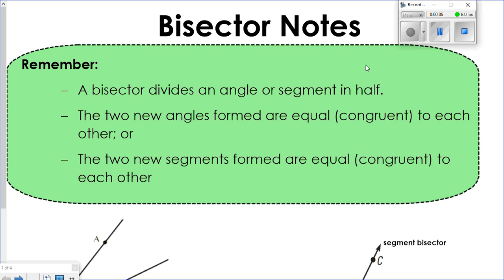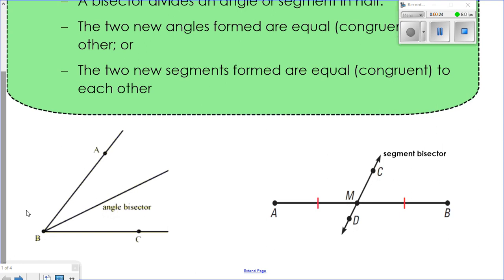Right, so let's talk about bisectors. Remember, a bisector divides an angle or a segment in half, and the two new angles formed are equal, or what we call congruent to each other, or the two new segments formed are equal or congruent to each other. Okay, so remember, just when you cut something in half, you make it into equal pieces.